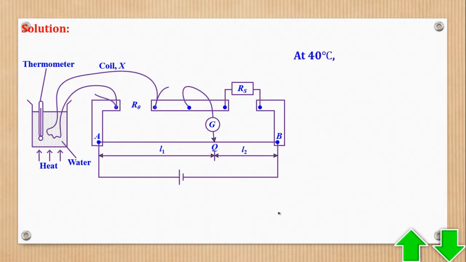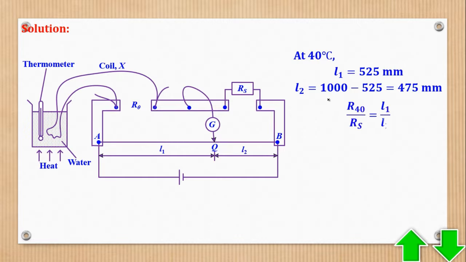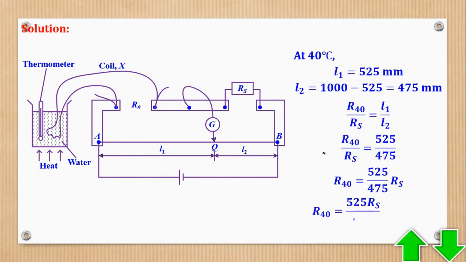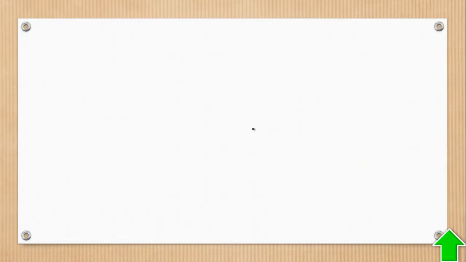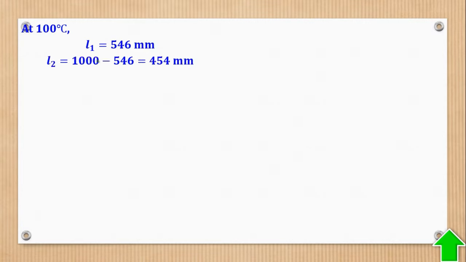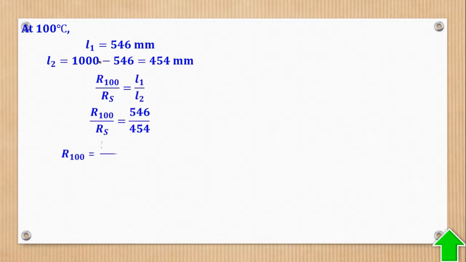Okay, so just say at 40 degrees Celsius, L1 was that, L2 will be got by, now we are using 1000 because 1 meter is equal to 1000 millimeters. So balance condition, substitute, and make R40 the subject. That will be equation 1. Then for equation 2, that will be at 100. So L1 is that, L2 is that, then balance condition, substitute, and make R100 the subject.